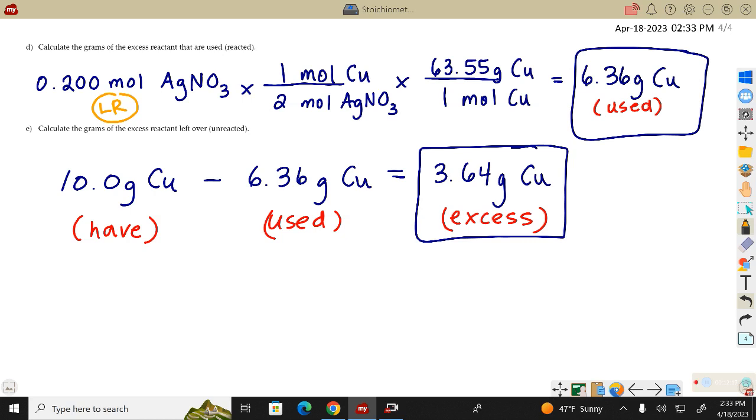So finally in part E, we want to know how many grams of the excess are left over. So I go all the way back to the original problem. I had 10 grams of copper to start with. I'm only going to use 6.36 grams. So the difference is the amount of copper that's left over, that's left unreacted.